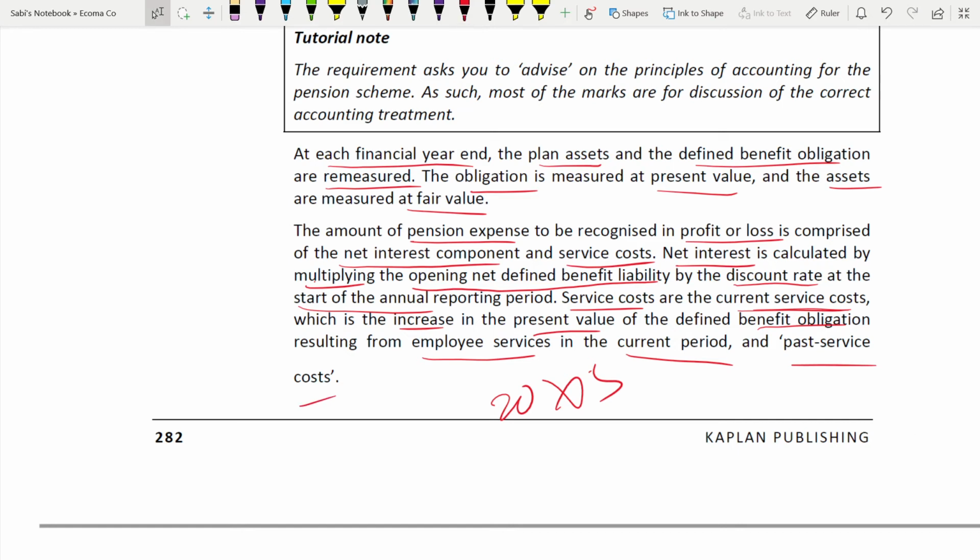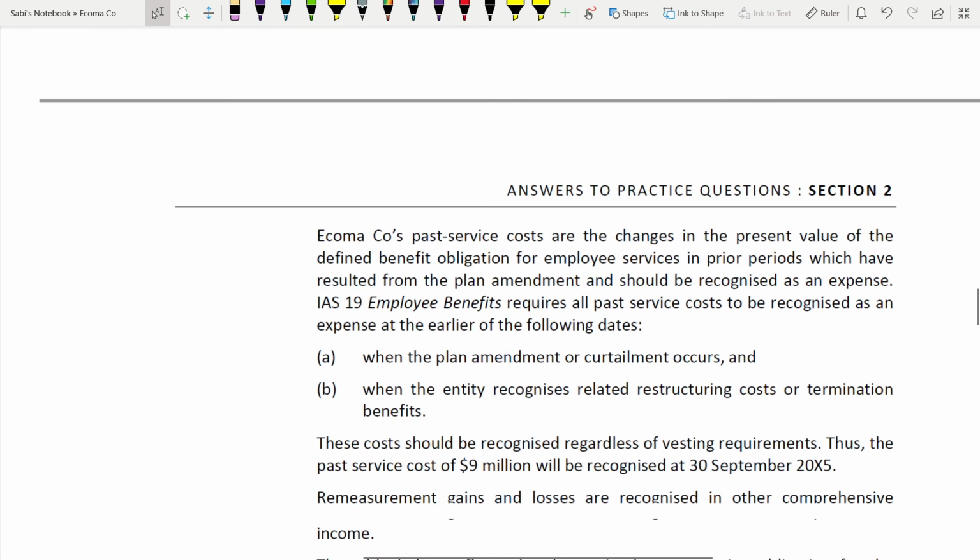Now we are talking about past service cost. What is it? Current service cost, we told, is changes in the present value. Past service costs are also changes in the present value of the defined obligation. Same definition, but for a prior period. That's why it's known as past and current. Why do they change? Past service costs usually change because of a plan amendment. If the plan has been changed, in this case the total scheme has also been changed. Hence plan amendment, and this should also be recognized as an expense.